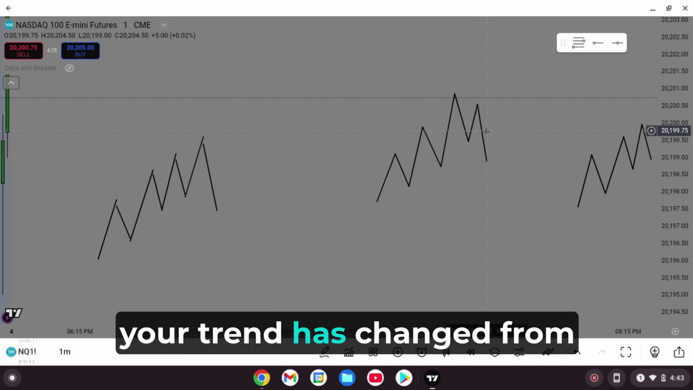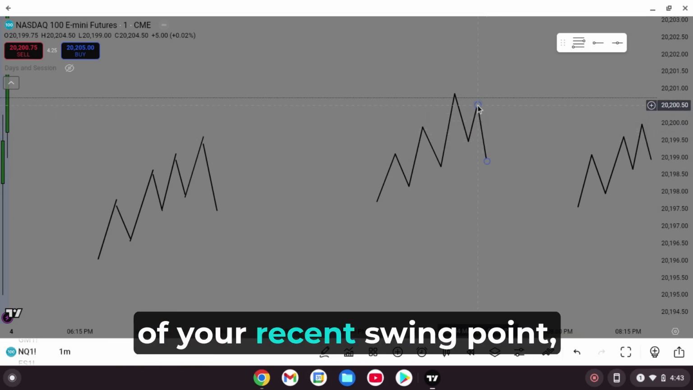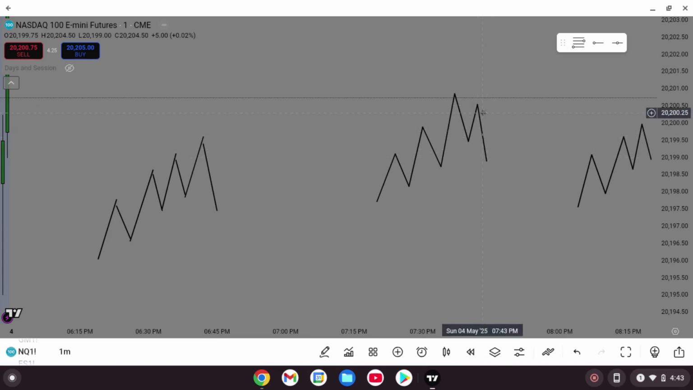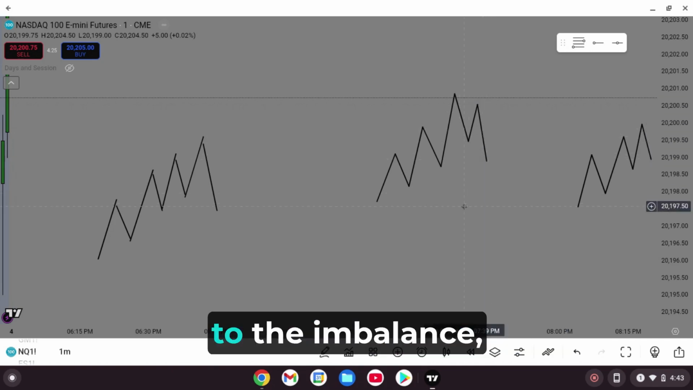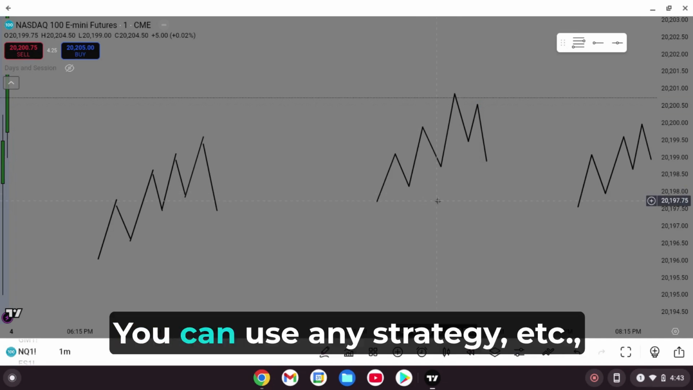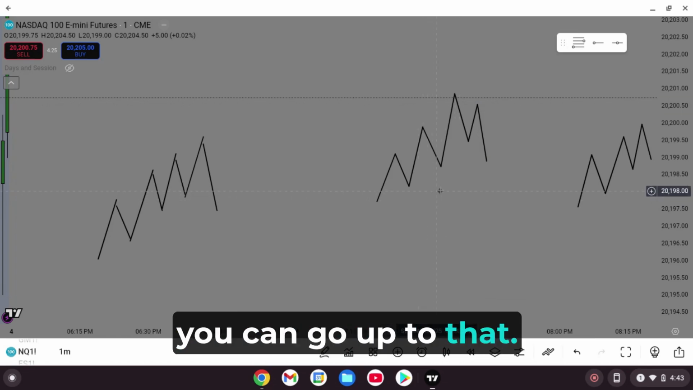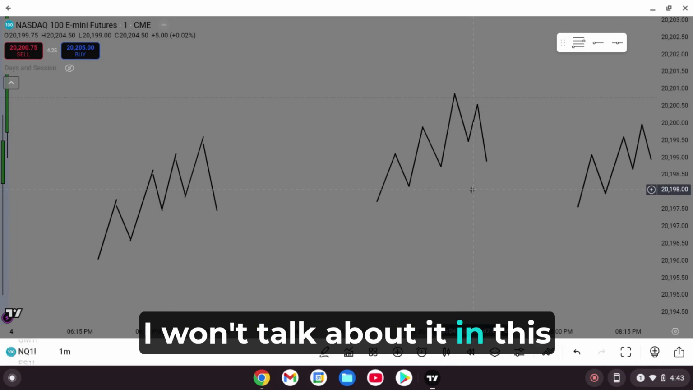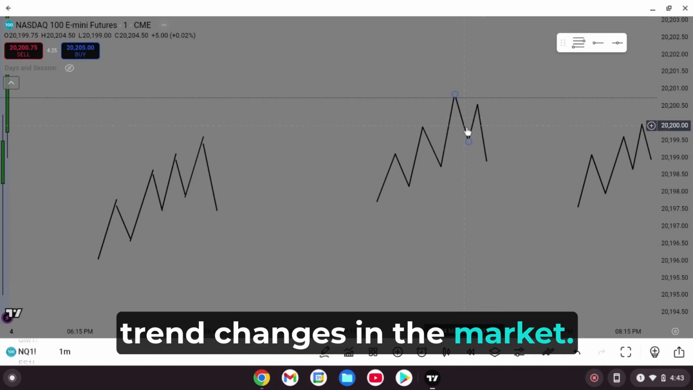So in this, your trend has changed from here, and if you enter, you will enter at the midpoint of your recent swing point, high and low, anywhere between the high and low, and run the market downwards. You will run it down to the imbalance, whatever your method is. You can use any strategy, up to liquidity, like any imbalance, any daily high low, whatever it is, that's a different topic. I won't talk about it in this video. In this series, I will only tell you how the trend changes in the market.